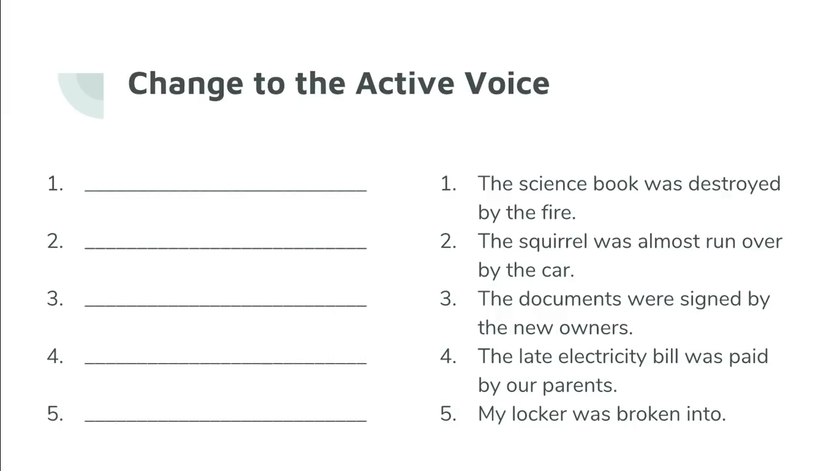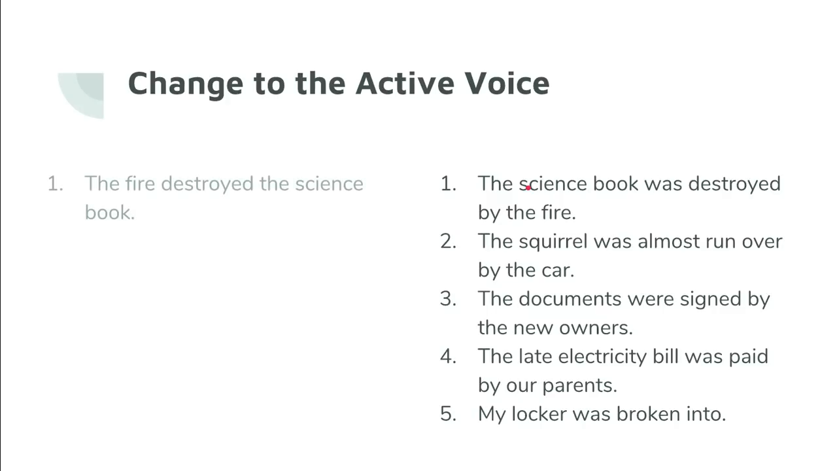Now you're ready to move on. So I'm going to give you the answers that I came up with. There's room for some interpretation on some of these, and there are sometimes multiple correct ways to write things, but you should be pretty certain that you've written a complete and correct sentence. Here we go. For number 1, instead of the science book was destroyed by the fire, I said, the fire destroyed the science book. Fire is still doing the action. It's still destroying. Destroying what? The science book.